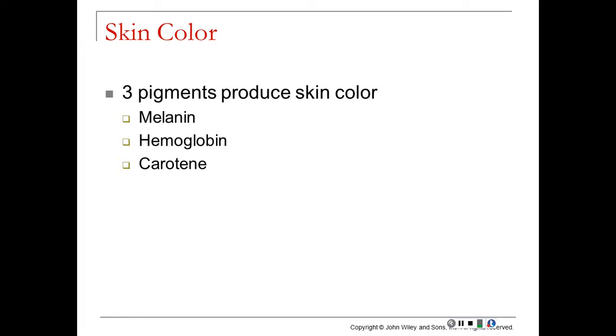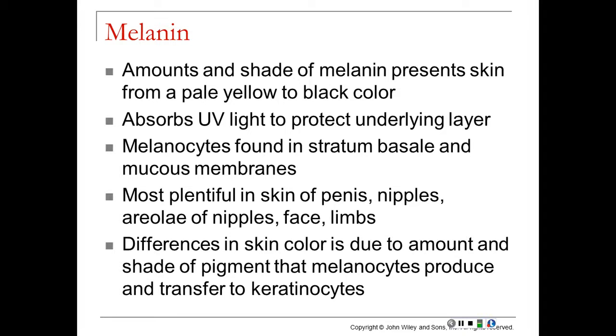The 3 major pigment molecules in our skin are melanin, hemoglobin, and keratin. So let's talk about melanin first. Melanin is kind of a pale yellow to a black color, so it's somewhere in that spectrum. It absorbs UV light. The melanocytes are the pigment-producing cells. These are the special cells that produce melanin.